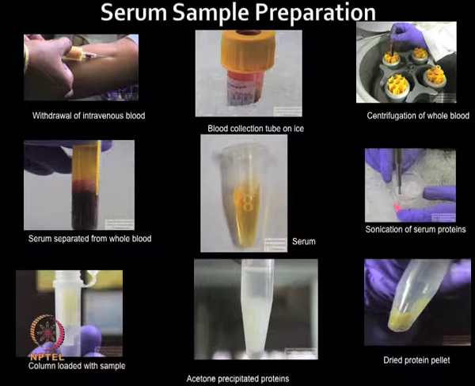Now, for the serum proteome analysis, different types of modifications can be performed, such as sonication, which can be used for disrupting the high abundant proteins and also helps in better resolution. Then depletion strategies to remove the abundant proteins, precipitation of these proteins by adding acetone, and then drying out the protein pellet and reconstituting it in a suitable buffer for further proteomic applications.